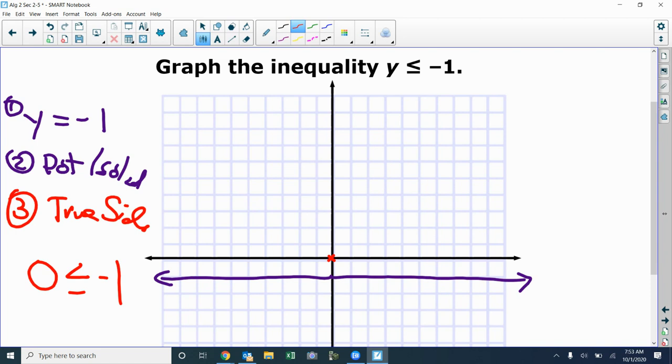And now you have to think about that statement. Is 0 less than -1? You can read it the other way too. If it gives you trouble, read it both ways. The other way would be, is -1 greater than 0? This is false, isn't it? So my false side is here. So what side do I always shade? The true side.